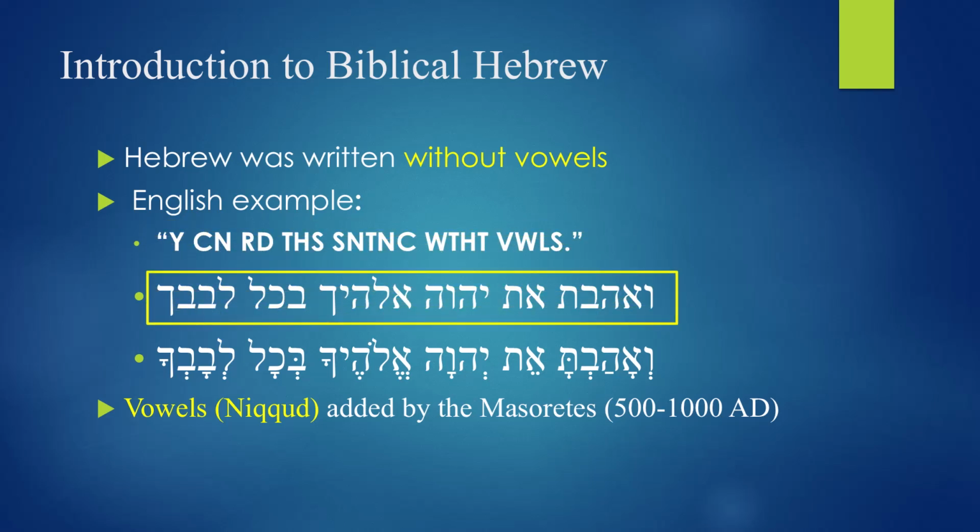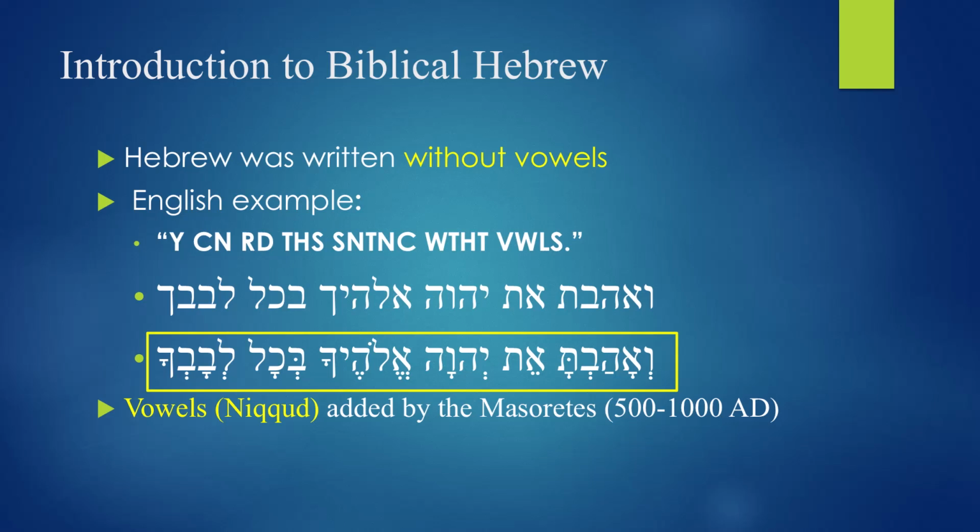But then the Hebrew text that we have today has vowels. So instead of seeing this, you will see this sentence instead with vowels. These dots and features that you're seeing here are simply the vowels, which will help you read the Hebrew. So the question then is, where did the vowels come from?